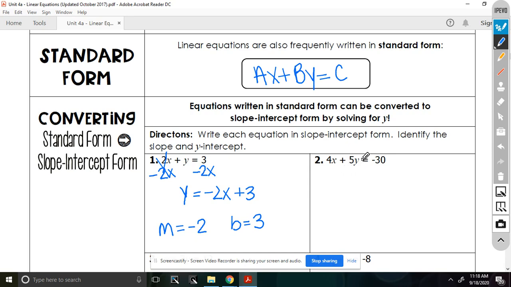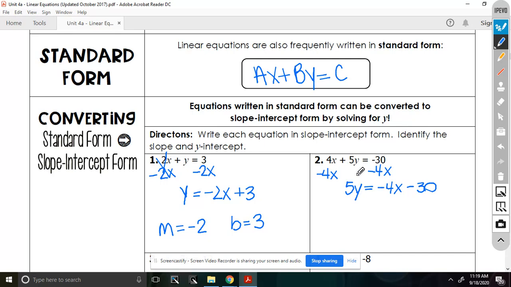Same thing for number 2, we want to get this 5y by itself, so step 1 is to get rid of that 4x. In order to get rid of 4x, I'm going to subtract 4x from this side. I have to subtract 4x from the other side. Now, just a little heads up, again, we cannot combine these. I cannot combine negative 30 and negative 4x because one has an x and one doesn't. So I'm just going to write negative 4x, and I'm going to have that negative 30 just hanging out on the outside.